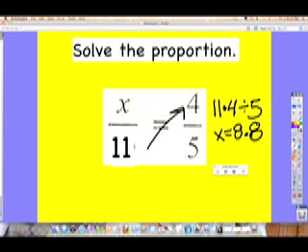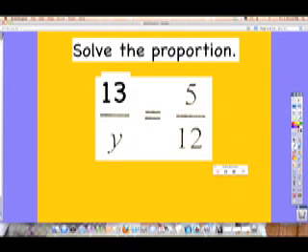All right, Tyler, tell us how you did this one. I did 13 times 12. Okay, you multiply these ones. You got 156, and then what? Divided it by 5. Okay, and what'd you get? Got 31.2. 31.2? Raise your hand if you got the same thing. Sweet. Next one, ready, set, go.